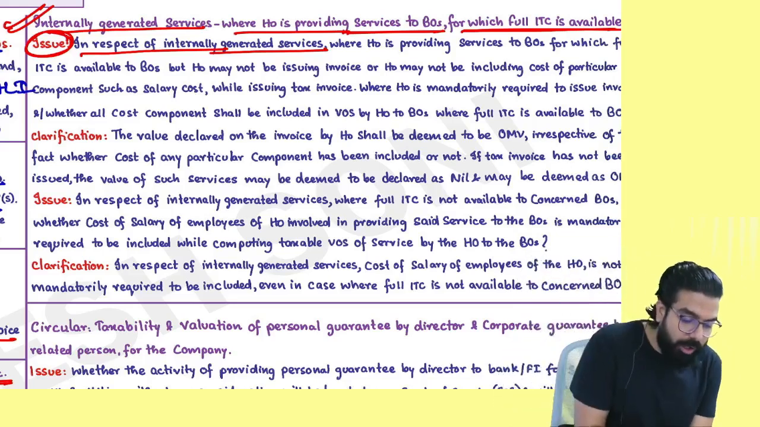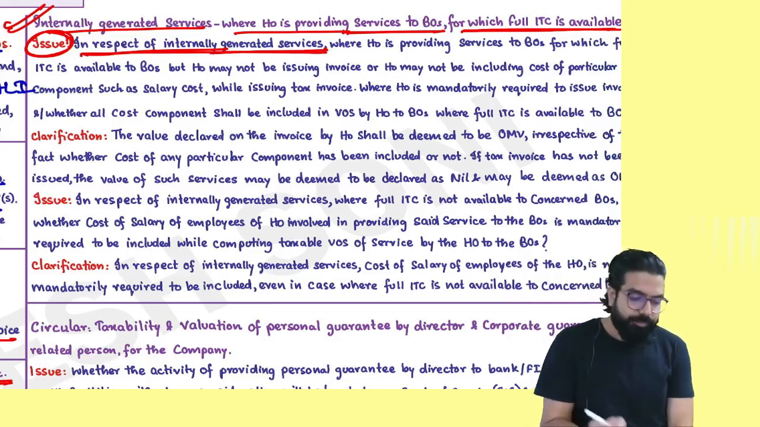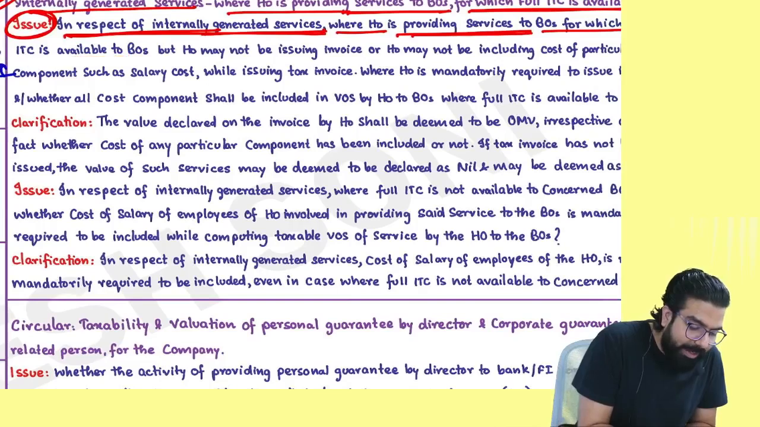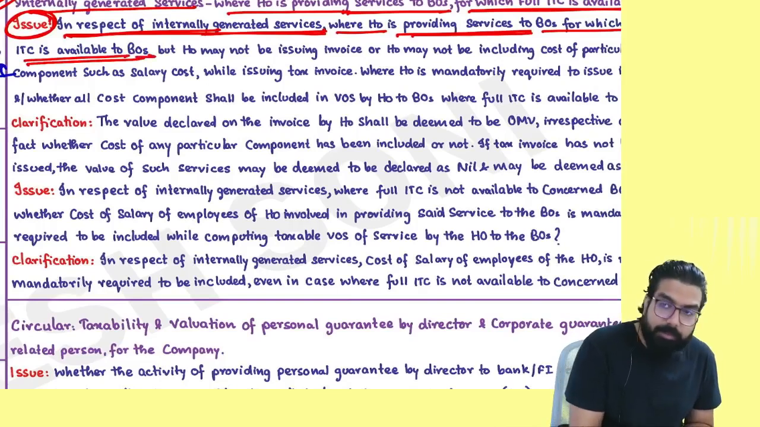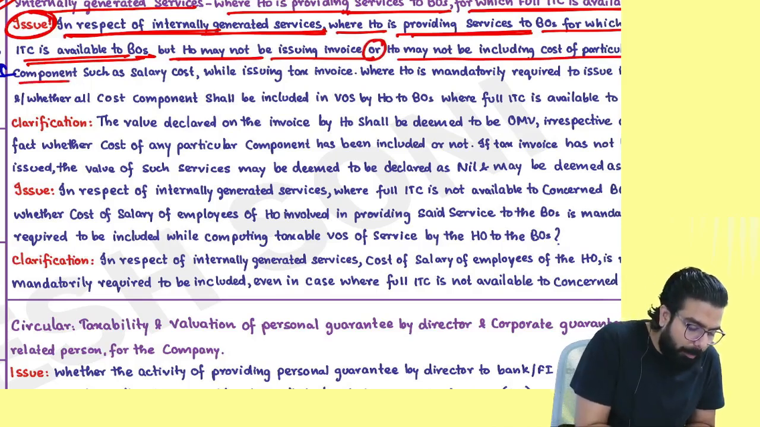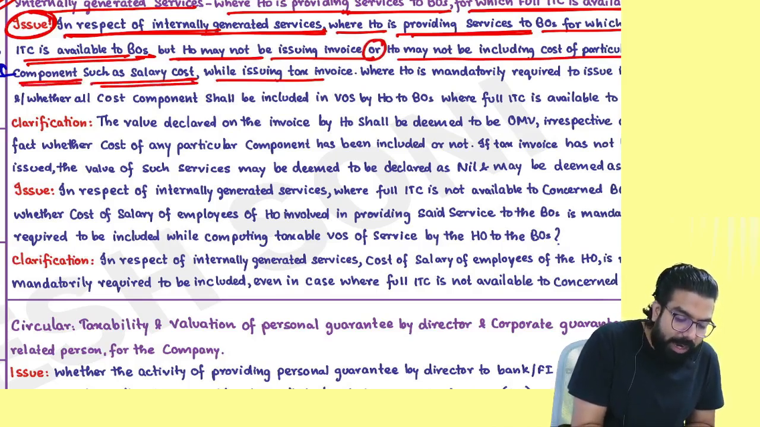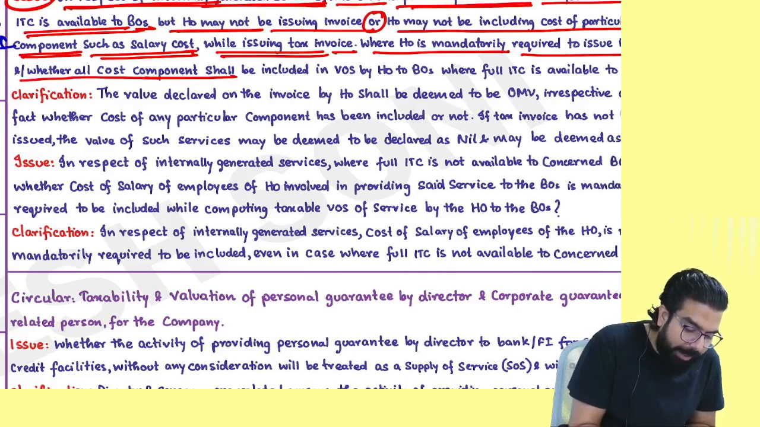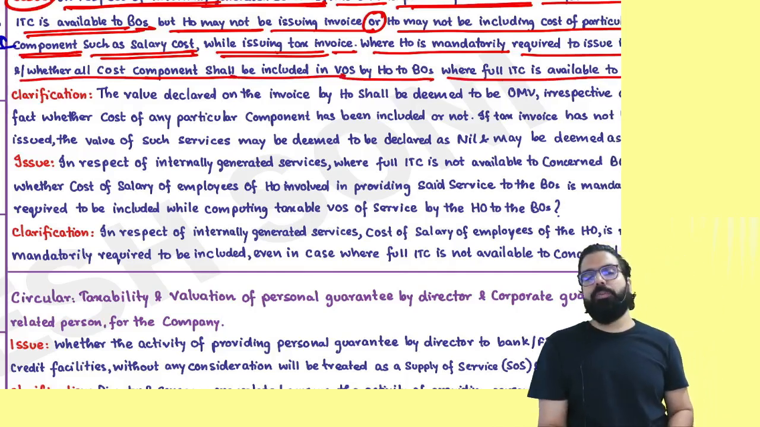And hence they went ahead and told, in respect of internally generated service, where head office is providing services to whom, everyone? Head office is providing services to the branch office, for which full ITC is available to the branch, but head office may not be issuing invoice, or head office may not be considering including cost of particular component such as salary while issuing the tax invoice. Whether head office is mandatorily required to issue invoice, and whether all the cost component shall be included in the value of supply where the full ITC is available to the branch office? Everyone, you know what?